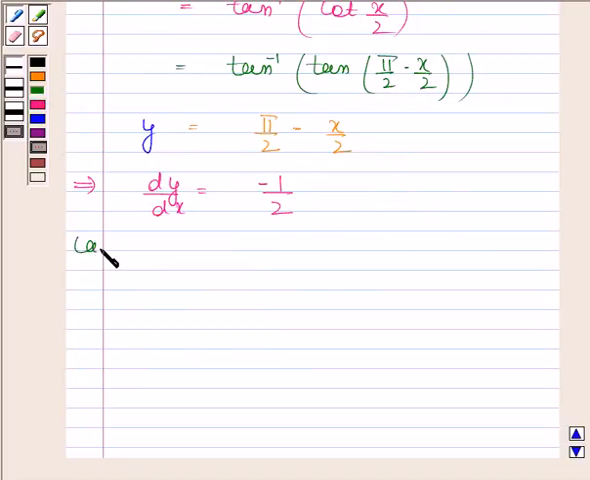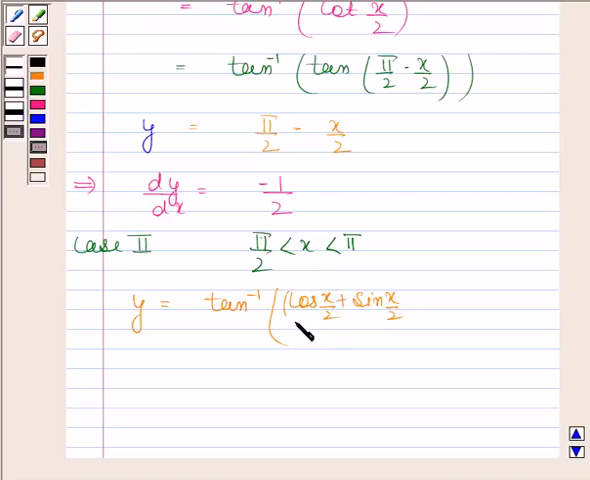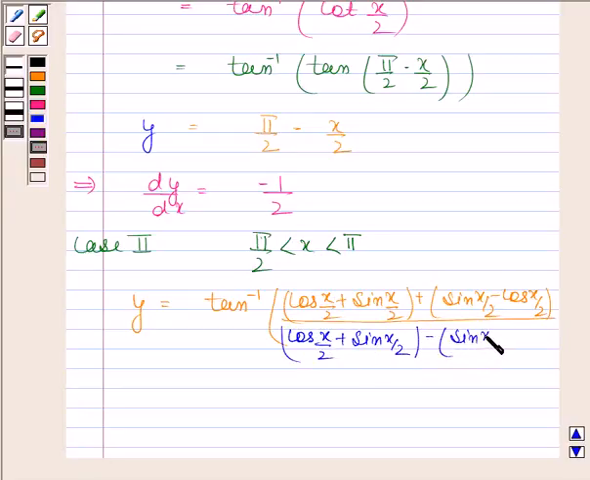Second case we have, pi by 2 is less than x is less than pi. Now in this case, y is equal to tan inverse of cos x by 2 plus sin x by 2 plus sin x by 2 minus cos x by 2, divided by cos x by 2 plus sin x by 2 minus sin x by 2 minus cos x by 2.